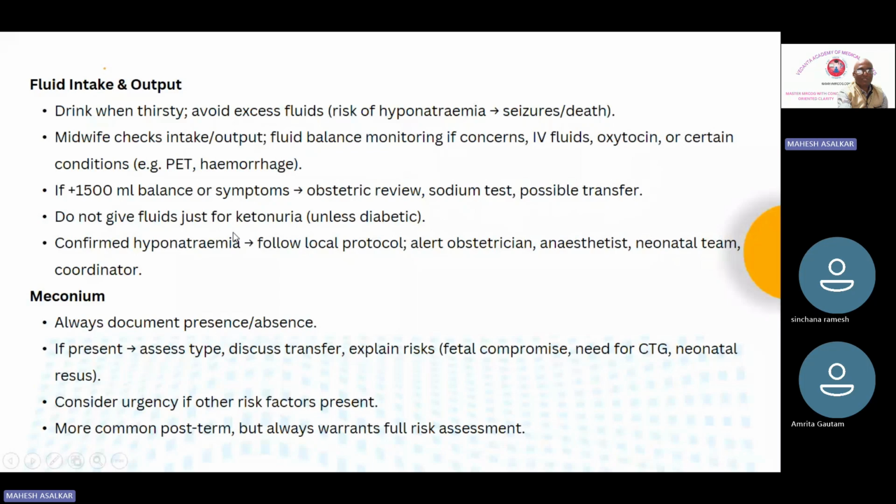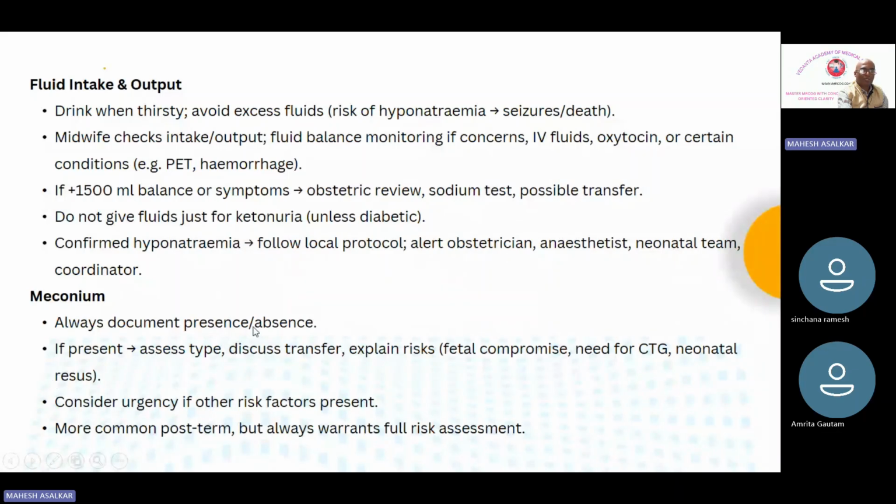Do not give fluids just for proteinuria unless she is diabetic. And if it is confirmed hyponatremia, follow local protocol, alert obstetricians, anesthetists, and the neonatal team. So always look for hyponatremia, especially if she is receiving oxytocin. There can be dilutional hyponatremia.